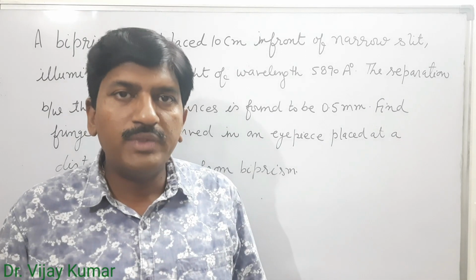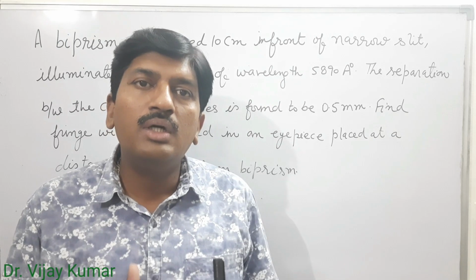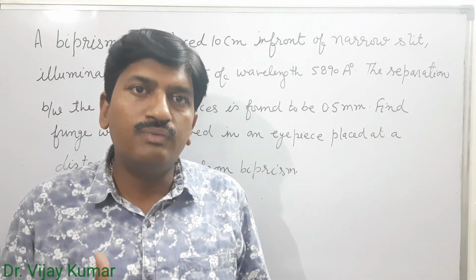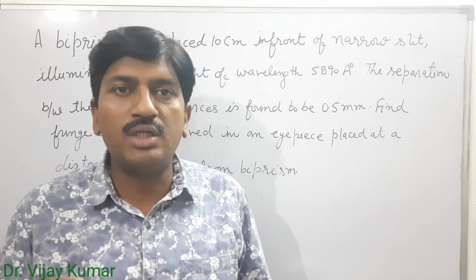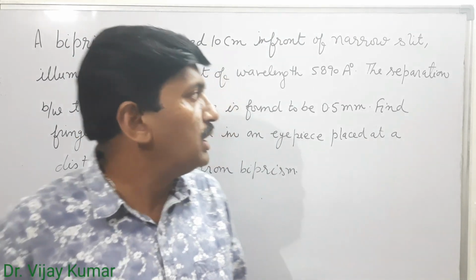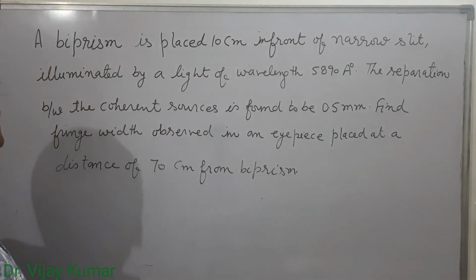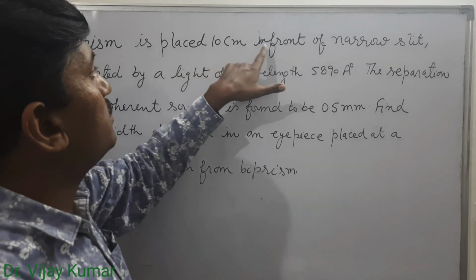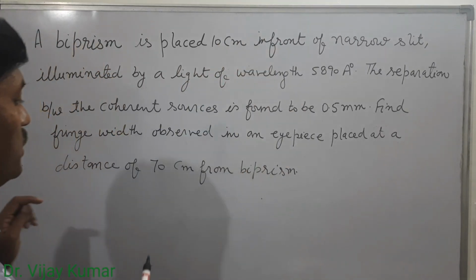Dear students, in this video we will solve some numerical problems, and we will solve only the problems which are related with the Fresnel Biprism experiment. So this is the first problem, and the problem is: a biprism is placed 10 centimeter in front of a narrow slit.